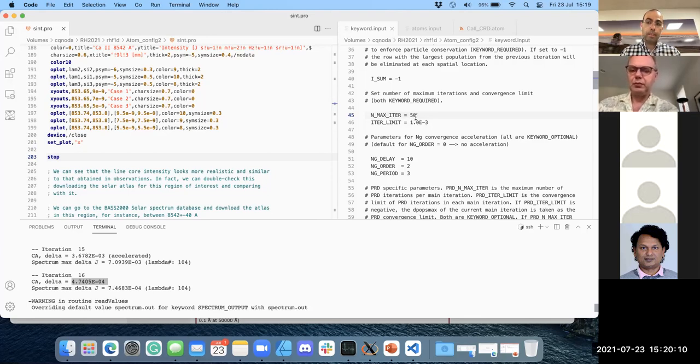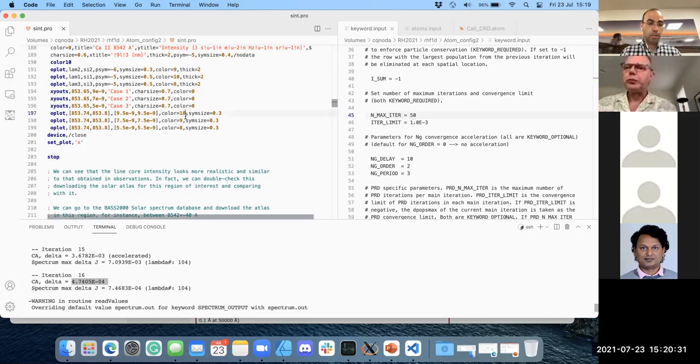So then, as I said before, if you put a relatively large number here, most of the time the code will reach the iteration limit earlier than that point. So you are not really making the code go slower. You are just guaranteeing that you are obtaining a good accuracy when solving the non-LTE problem.